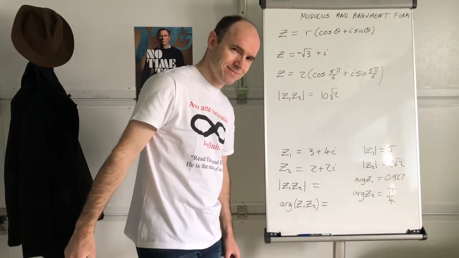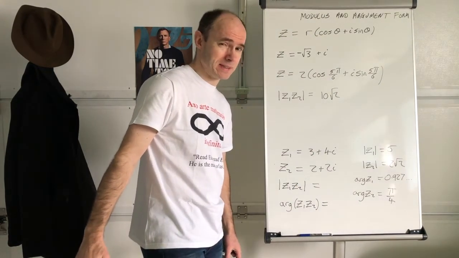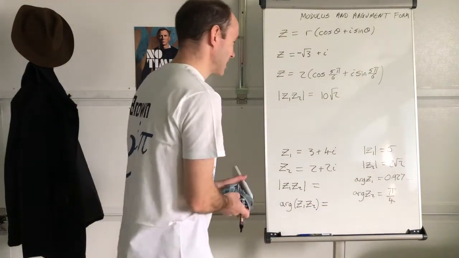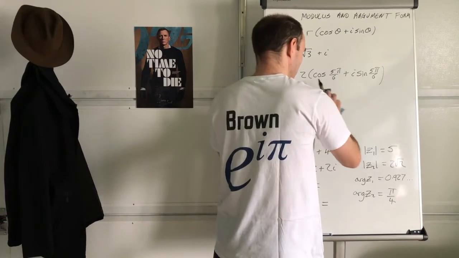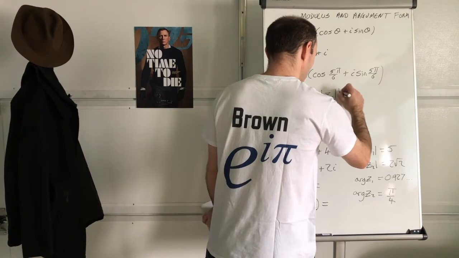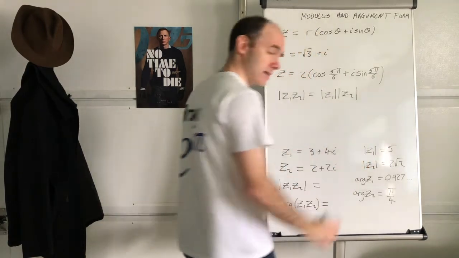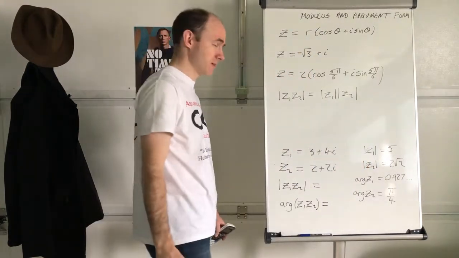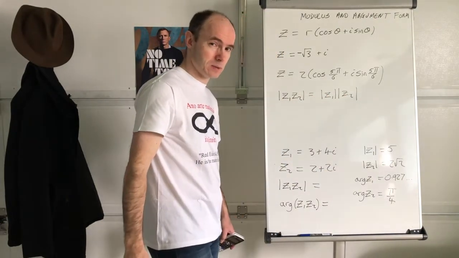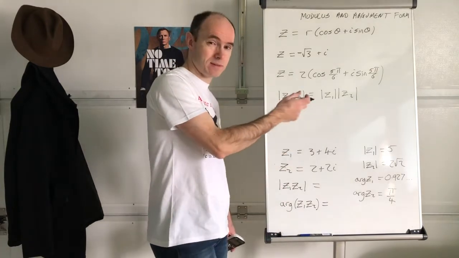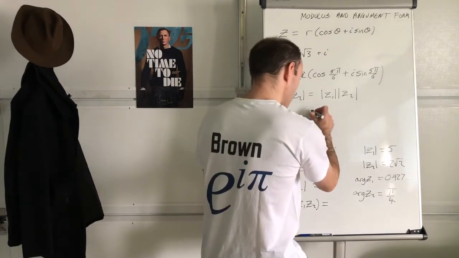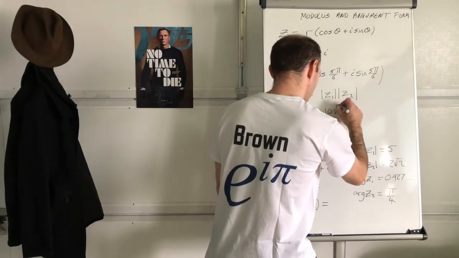So what's the quick way of doing it? You can probably see, can't you? Exactly. This is a general rule now. All you need to do is multiply the moduli together. Plural of modulus, moduli. So for Z1, Z2, you multiply the moduli together. That's all you're doing, because a modulus just stands for length. And so you just get 10 root 2.